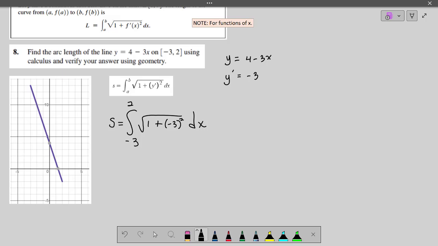So the square root of 1 plus the derivative squared. That is going to be the arc length. So this becomes the integral from negative 3 to 2 of the square root of 1 plus negative 3 squared, which is a constant, root 10. Let's just get this root 10 pulled out. What is the integral of dx from negative 3 to 2? 5. It's the length of the interval, always. So the answer here is 5 times the square root of 10.